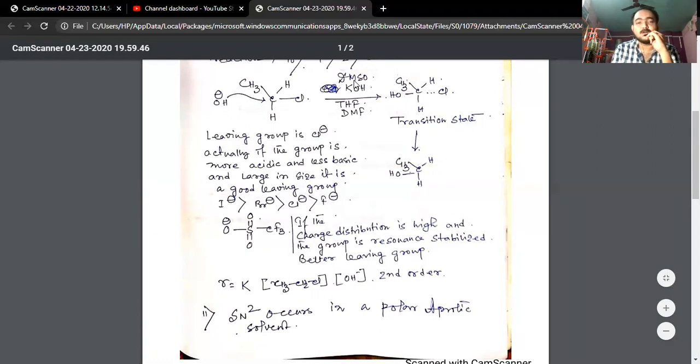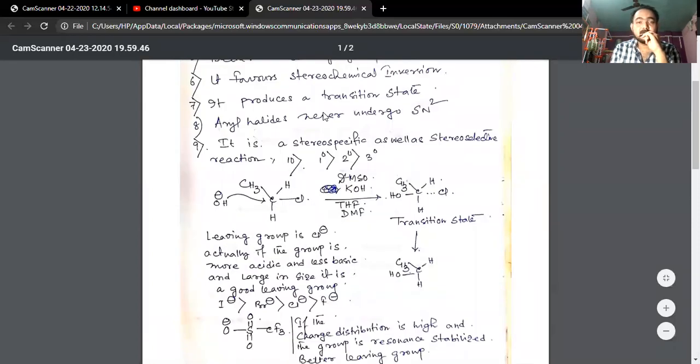You should always see the solvent. If the solvent is polar aprotic, then the reaction is SN2. If the solvent is polar protic, then the reaction is SN1. If the solvent is polar aprotic, such as DMSO, DMF, THF, you should only remember these three solvents. If it is DMSO, THF, or DMF, then the reaction is SN2. If it is aqueous, then it is SN1. You should always remember this. The confusion will arise when the alkyl halide is secondary. Okay? Next.